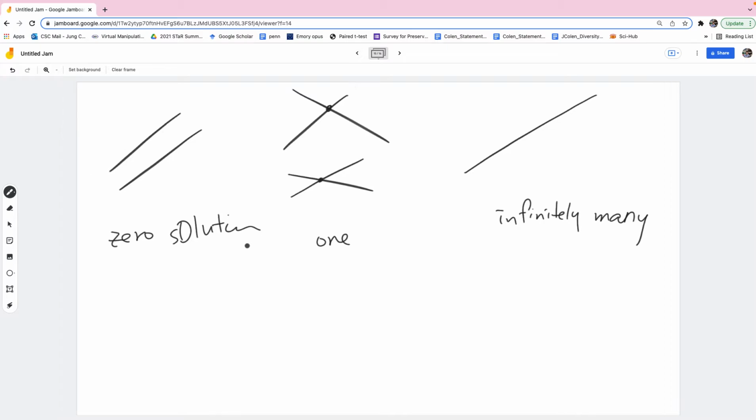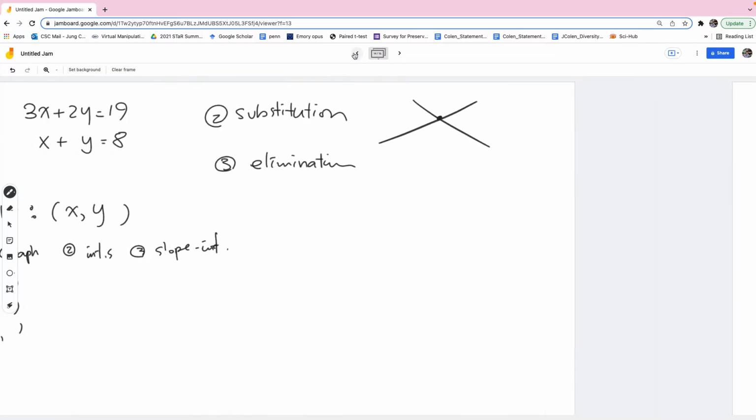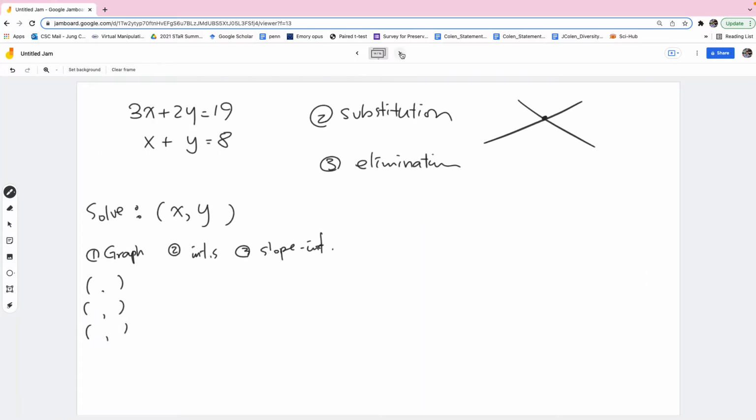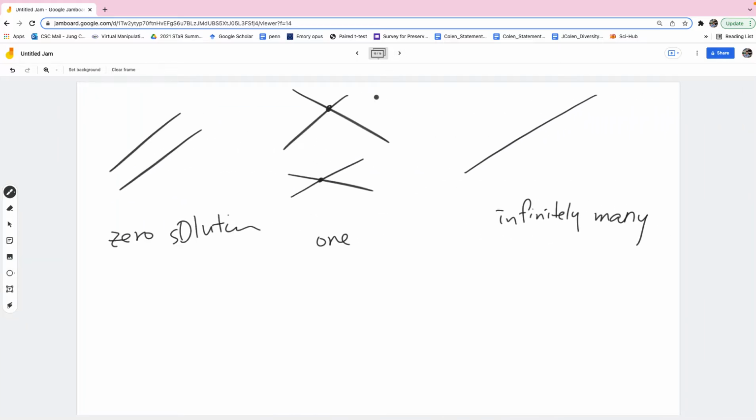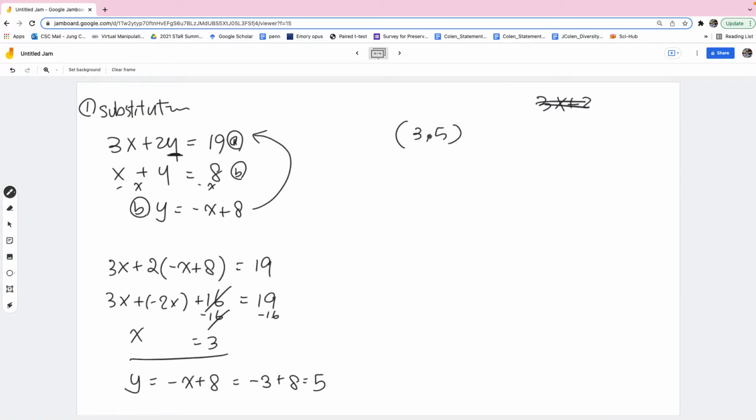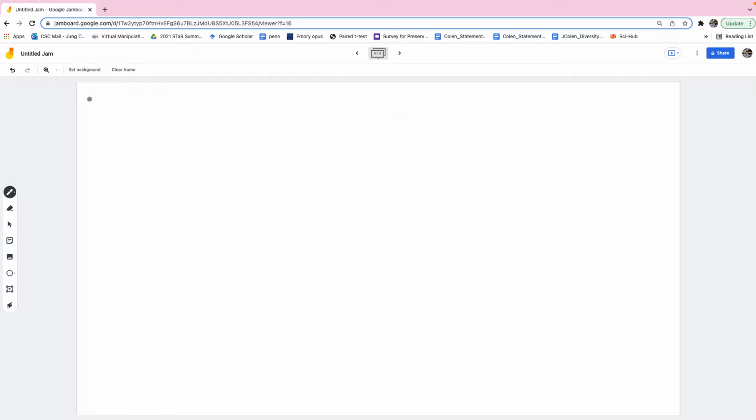If you draw a graph, two graphs for these two equations, it's going to be about this point, or exactly that point, okay? All right. The third way is the elimination method. So we are eliminating one of the variables, okay? So we have 3x plus 2y equals 19 and x plus y equals 8.